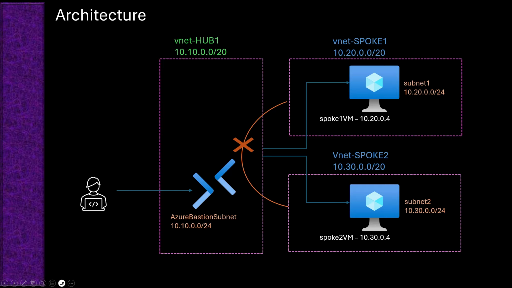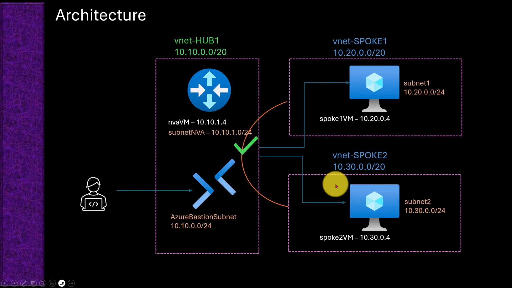Okay. Essentially, we need something within the hub which can route the traffic for these spoke networks. It could be an NVA or it could be a firewall. In our case, what are we going to do? We're going to do something like this. We are going to place an NVA within the hub virtual network, and we're going to configure that NVA so that the spoke 1 VM can talk to the spoke 2 VM.